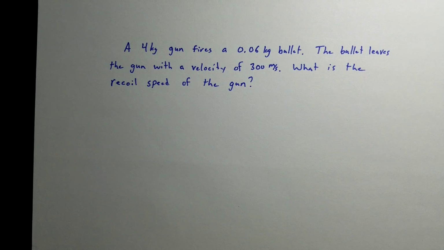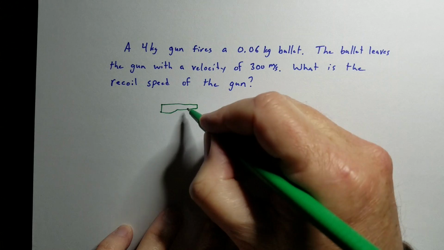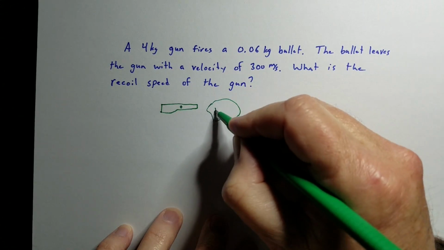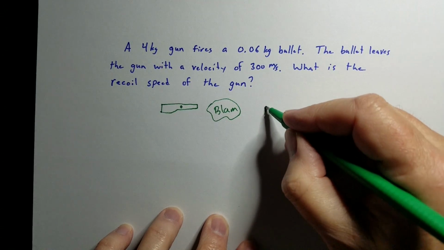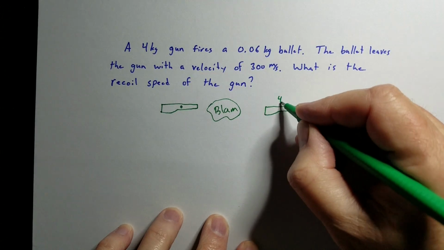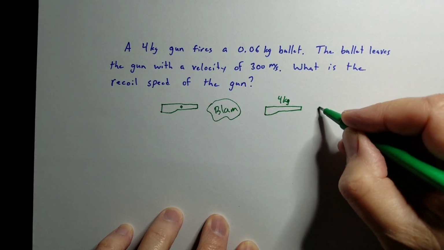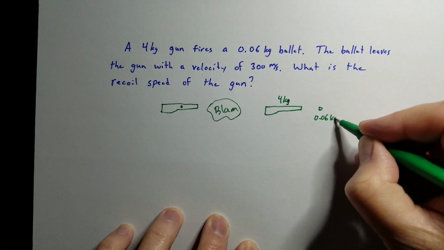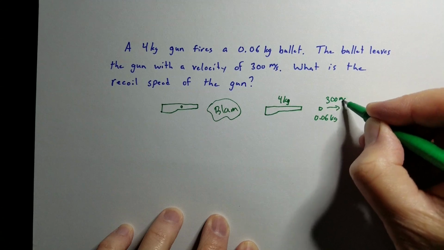Again, I like to start off with a picture. It doesn't have to be a good one. Mine never are. So there's the gun and the bullet. It goes off, and then the gun, which is 4 kilograms, should go one way, while the bullet, which is 0.06 kilograms, is going this direction at 300 meters per second.